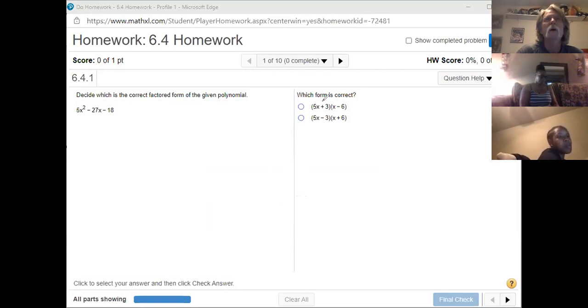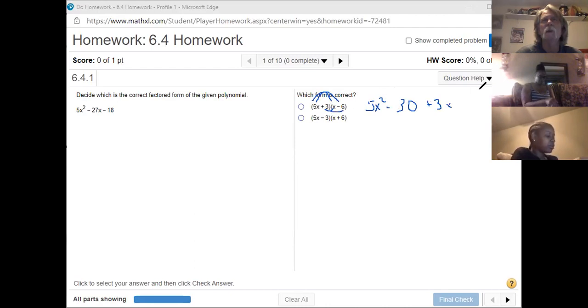So what you're going to do right here, it wants to know which of these is that. The easiest way to do it is just multiply. 5 times that's 5x. Then negative 30x. Oh, that's x squared. 30x. And then you multiply this, so you got plus 3x. And then multiply that, negative 18.